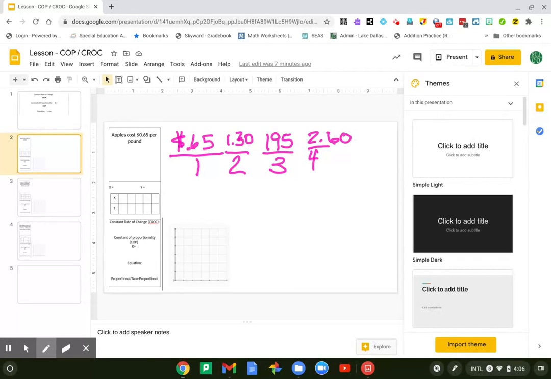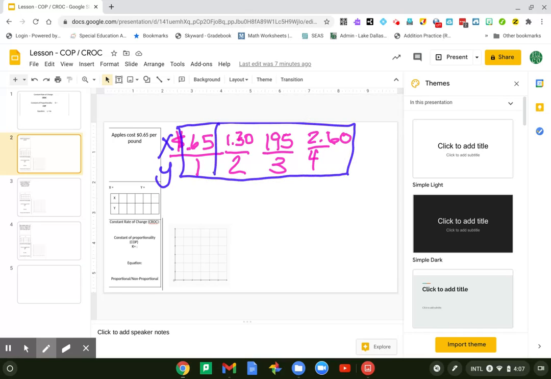If you look at what we just did, I just found my X and my Y. For every 65 cents, I'm going to get one more apple. So this little table right here, that is your table. So it's unit rate. And when you read these questions, apples cost 65 cents per pound, this line right here means per. And that's how you remember that.